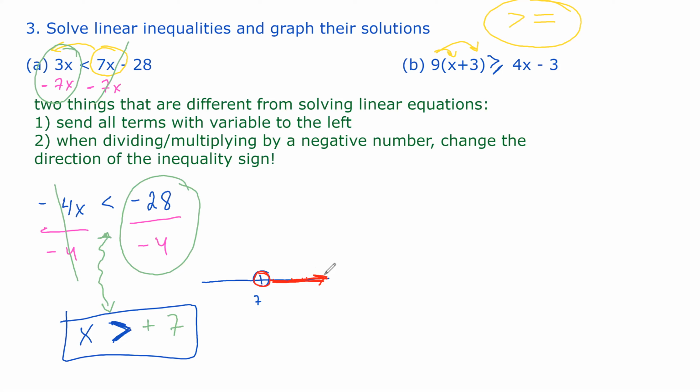Now, for the second one, I'll put up the answer right away before I solve it, because I'm pretty sure that by now you're either finished or you're on your way. So it should be this: x is greater than or equal to negative 6, right? And then we will graph it. So that's what I have for the second one. X is greater than or equal to negative 6.